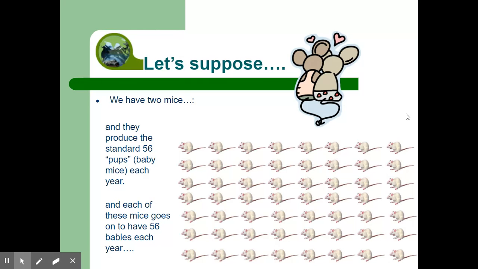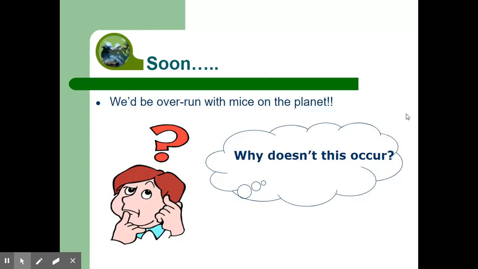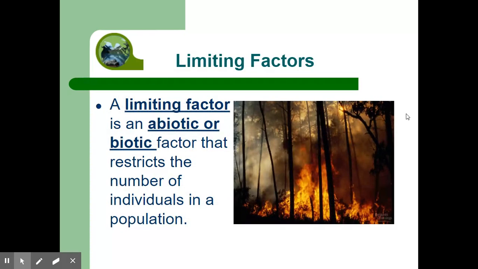And they just keep multiplying. Soon, we'd be overrun with mice on the planet. That would not be good. They would be eating all of our cheese and eating all of our stuff. So why doesn't this occur? Why are we not overrun with mice on the planet?